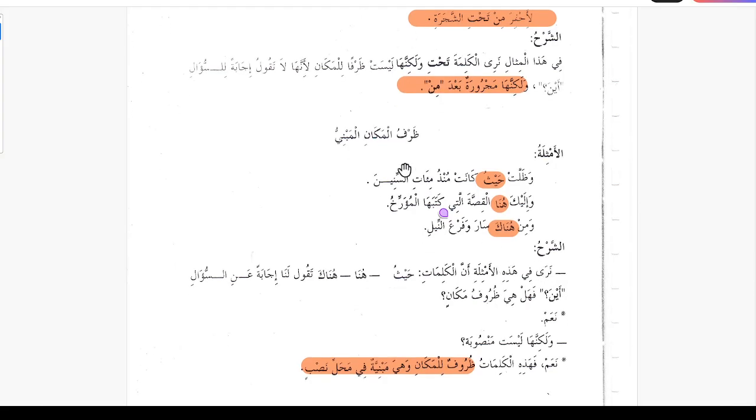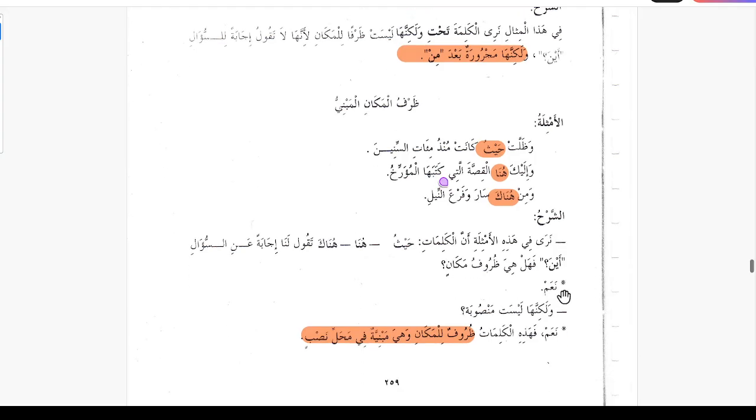So the explanation: nara fi hazihil amsilati annal kalimati. So we see in this example that the words haisu, huna, hunaka tukulu lana ijabatan, they tell us the answer of the question anis sawali aina, where. Fahal hiya zurufu makanin, are they adverbs of place? Naam, yes. Walakinnaha laysat mansuba, but they are not mansub, like we say they are not mansoob.